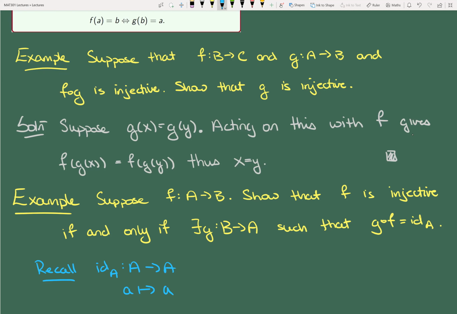Right? It has an inverse function, but that function only works on the left. You're not guaranteed that it works on the right. The only thing you know for sure is that it works on the left. Okay, let's try this one.